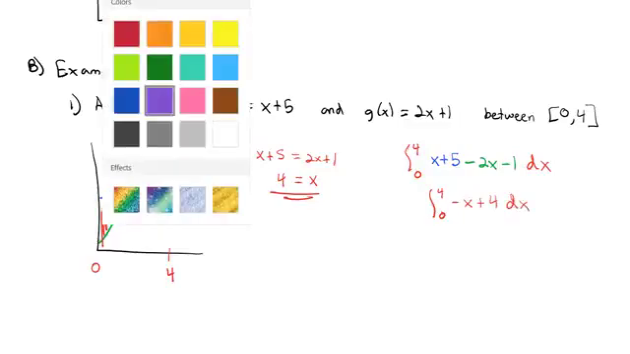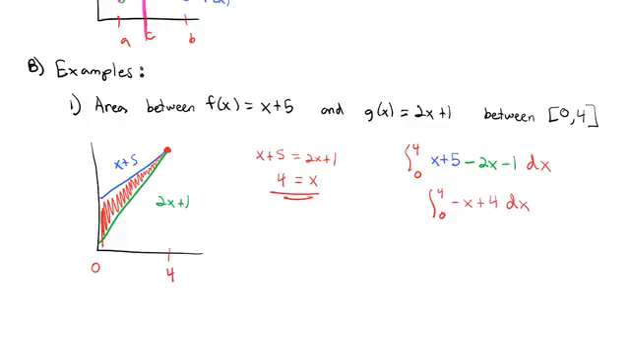And now we're ready to actually integrate. When we integrate it, we get negative x squared divided by 2 plus 4x integrated from 0 to 4. So first plugging the 4 in. Negative 4 squared is negative 16 over 2 plus 4 times 4.